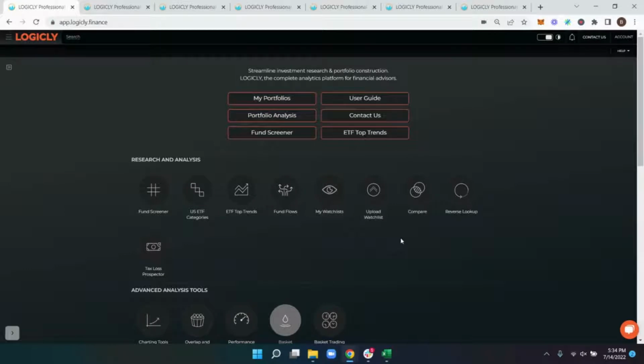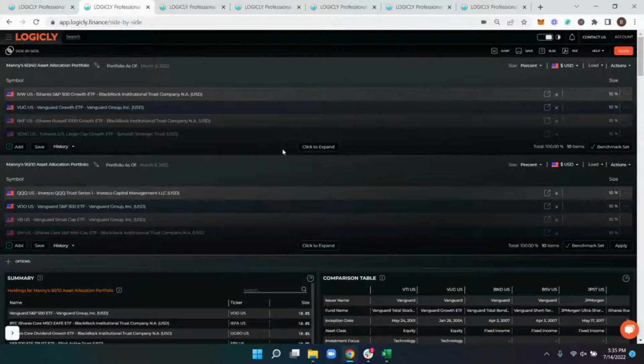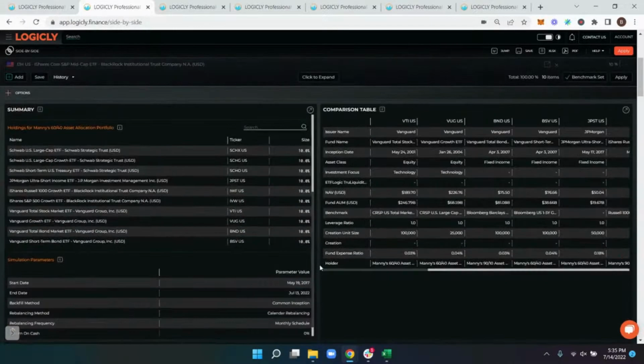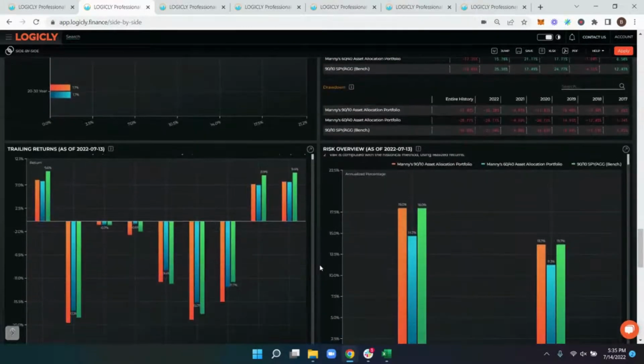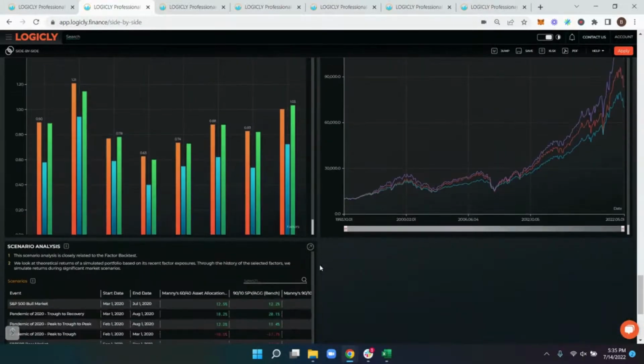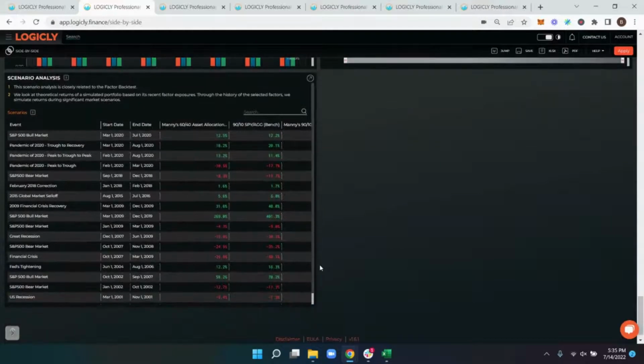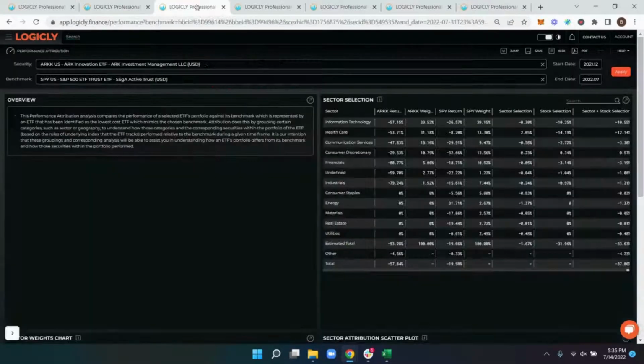We take that same value that we deliver at no charge with Logically Base, and we up the ante to another level with Logically Core. Logically Core offers all the tool sets that you're used to within Logically Base, in addition to many more, such as our side-by-side tool, which allows you to compare two portfolios against one another and view a breakdown of asset class information, performance measures, risk, factor exposures, and even a scenario analysis.